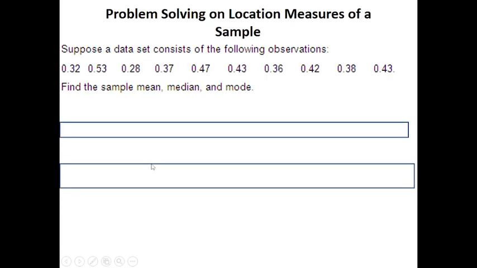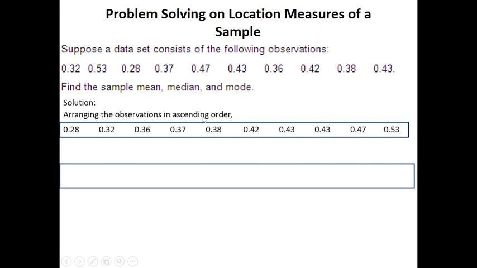So, problem solving on location measures of a sample. Suppose the data set consists of the following observations. Considering these observations, what is the sample mean, the sample median, and the sample mode? Solution: arranging the observations in ascending order, from lowest to highest.